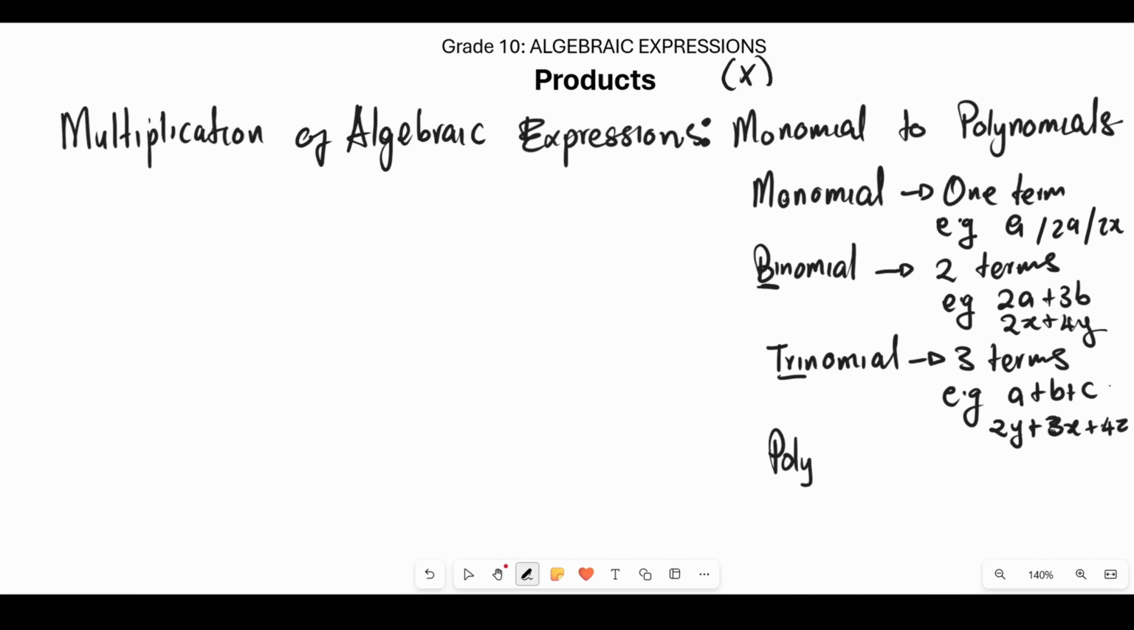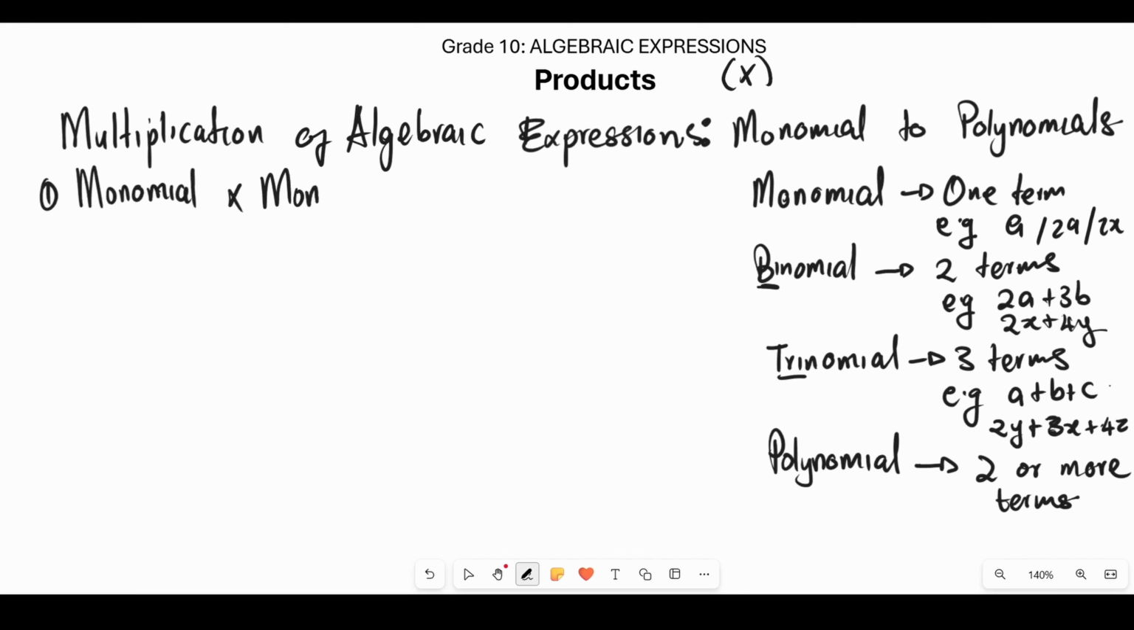Then we have a polynomial. A polynomial is basically having two or more terms. Two or more terms, which means binomials, they fit, trinomials, they fit. If I was to play around with my words, I could have a quadrinomial, but hey, I'm not the master of maths.